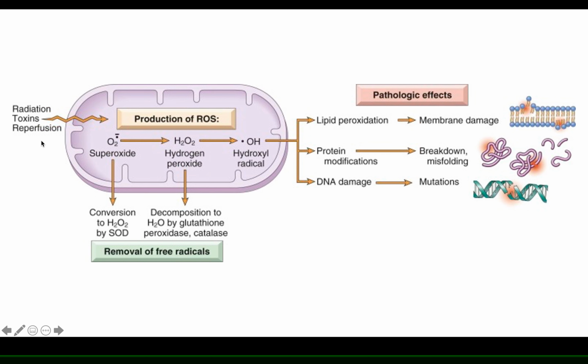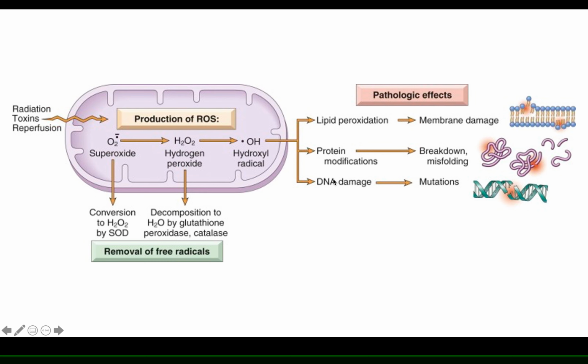So here you can see the picture from Robbins that outlines this for you, if you prefer pictures to words. Whatever toxins or radiation are coming in will cause the production of reactive oxygen species that can normally be removed by those enzymes I mentioned, like catalase, peroxidase, glutathione peroxidase, all of those. But if they're not being decreased or removed, you can get those negative effects here.